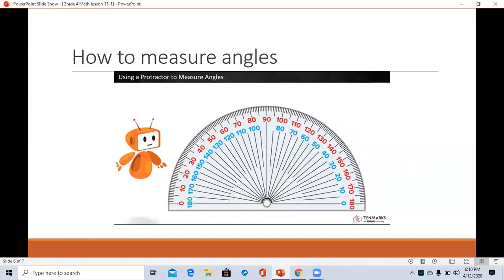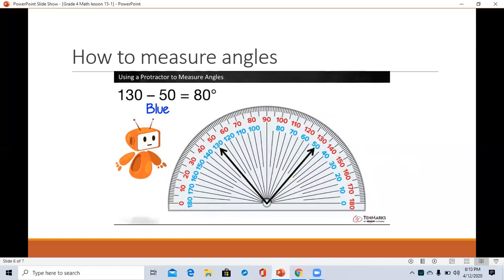Sometimes neither arm points to 0. For example, look at this angle. Both numbers we look at need to be the same color. Let's look at the blue set. One arm points to 50 degrees and the other points at 130. Because neither arm of the angle points to 0, we can do 130 minus 50, which is equal to 80. It is 80 degrees from one end of the angle to the other.